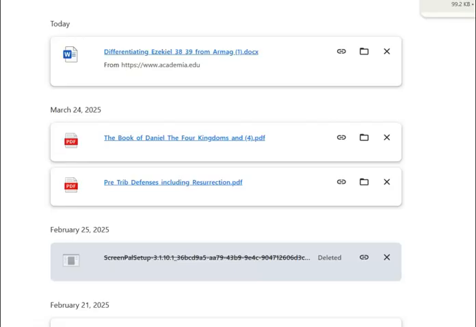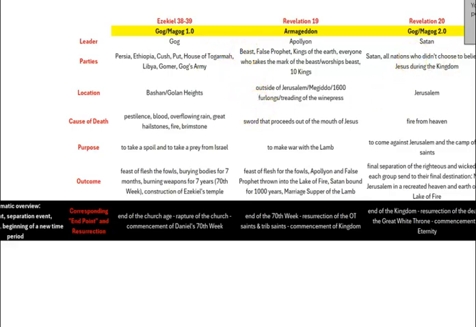Here we go. It's small, you are not intended to read it on your screen right now. You can go there apart from this video and check it out yourself. But what I have on this chart, or on this page that I put together, is differentiating the leaders, the parties, the locations, the cause of death, the purpose, the outcome. And then understanding the thematic overview, which is judgment, a separation event, a resurrection, and then a beginning of a new time period. So these are all different.